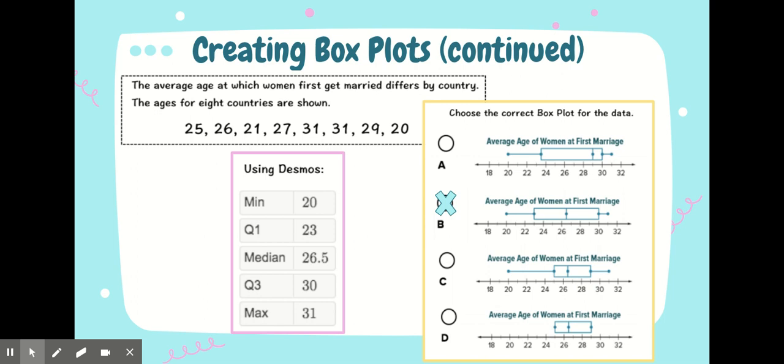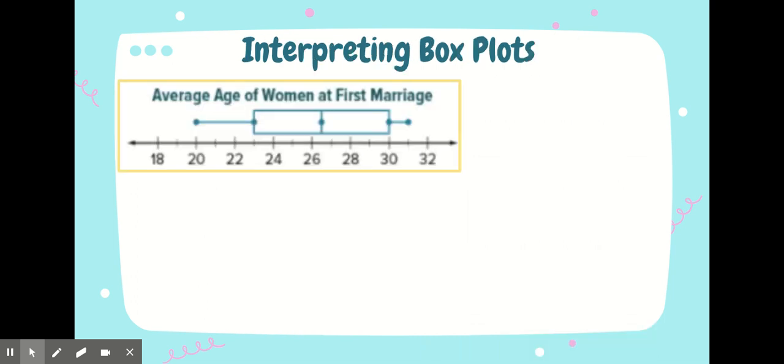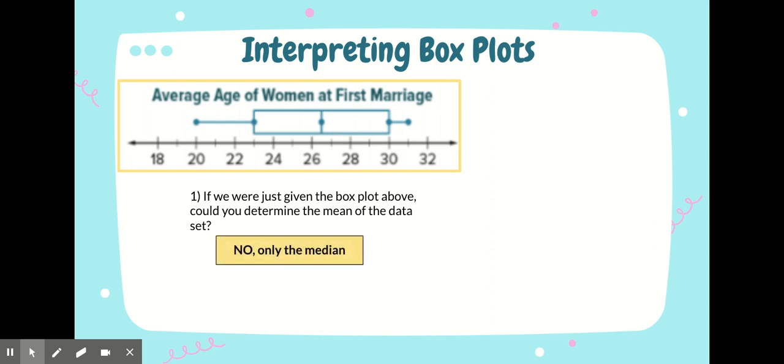If I zoom in on the box plot of letter B, I have this. We're going to answer a couple questions first. So if we were just given the box plot above, could you determine the mean of the data set? Remember that line in the middle represents median. So no, only the median, not the mean. It's because looking at the box plot, I have no actual data values. I don't know any of the data values except for the 5 that are listed there. And they might not even be data values because the median lies in between 2 numbers.